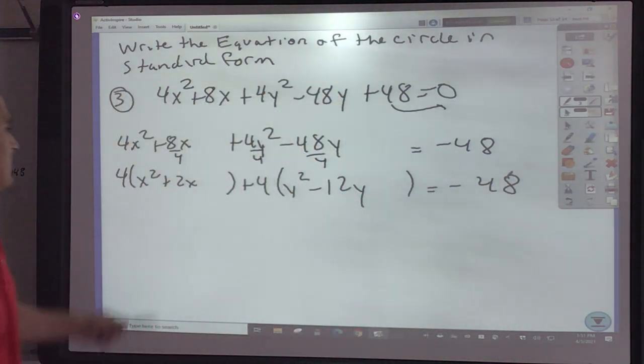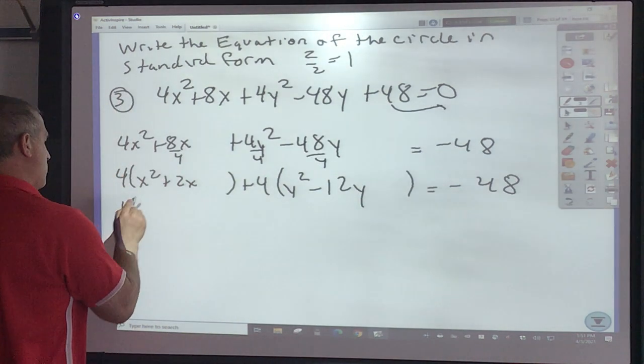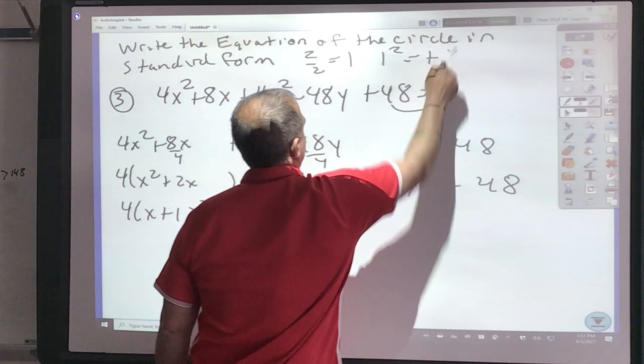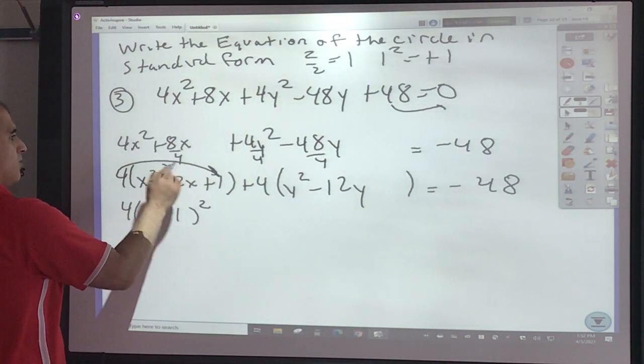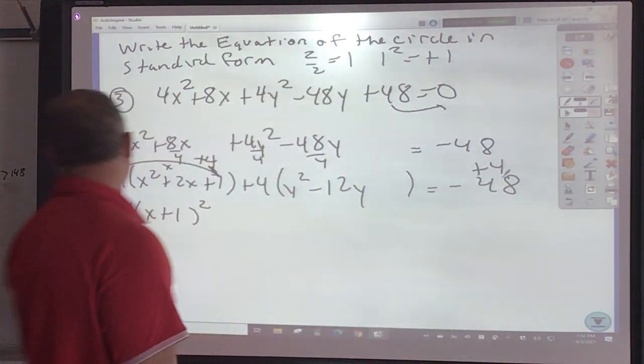Okay, so time to complete the square. I want to do 2 divided by 2, which would be 1. So that's going to be 4x plus 1 squared. I want to take this 1 and square it, which would be 1. Okay, now I got to be careful. I got to do 4 times 1, which would be plus 4. That's what I got to add over to this side.